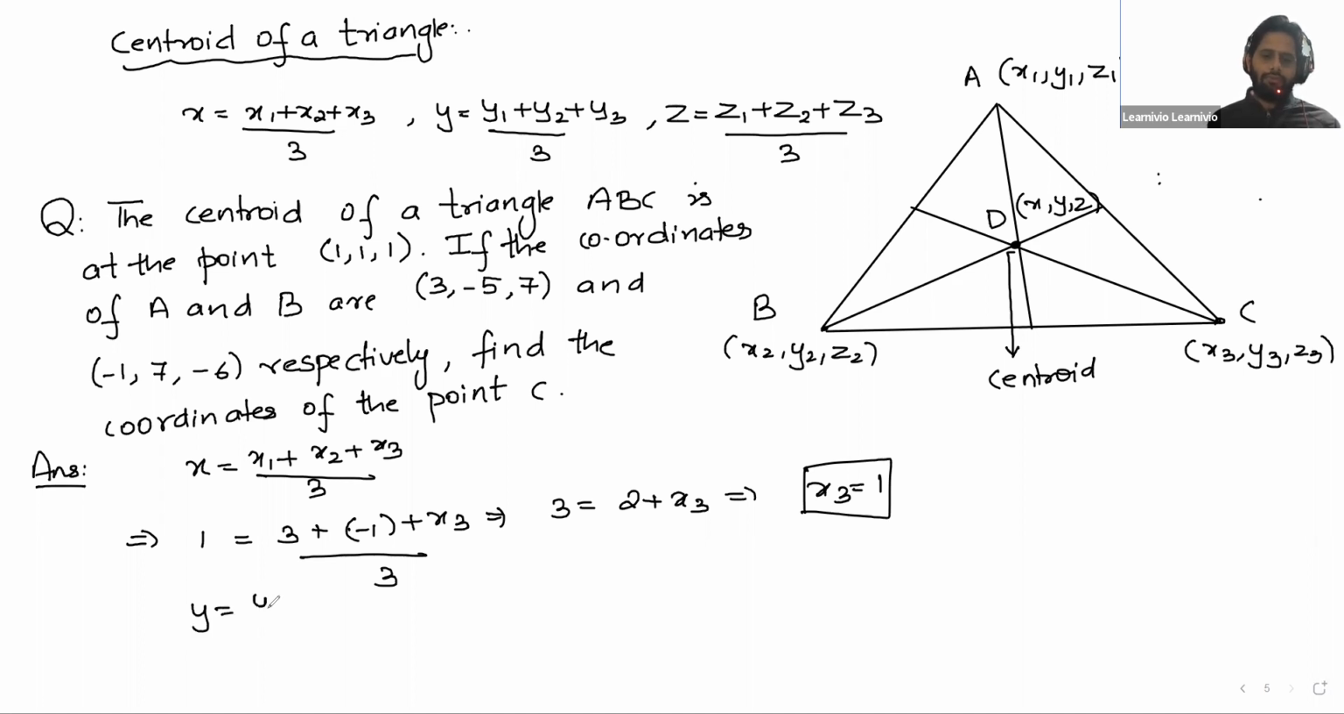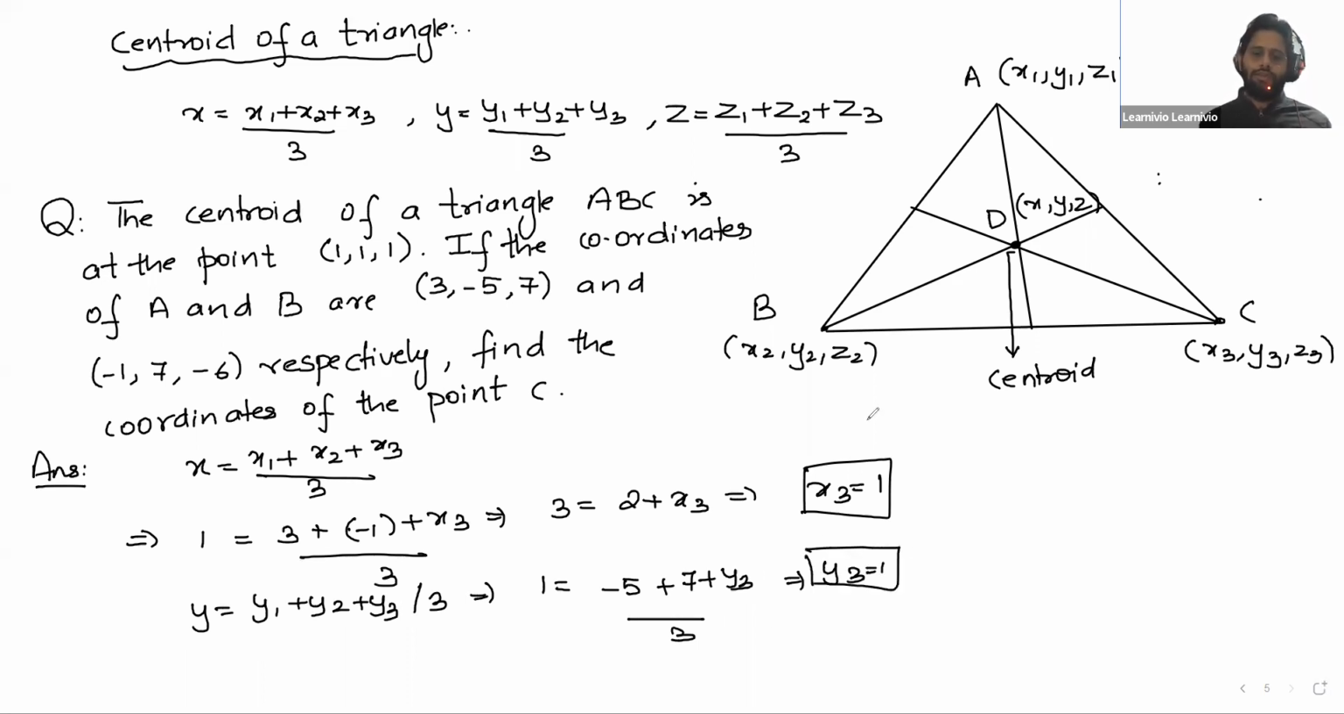y is equal to (y1 + y2 + y3) by 3. So what is y? y is 1. What is y1? Minus 5. What is y2? 7, plus y3, by 3. So this will be equal to, this is 2 and again y3 is 1.